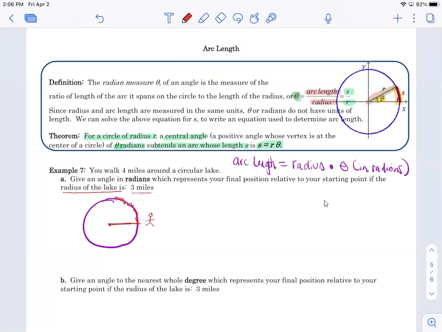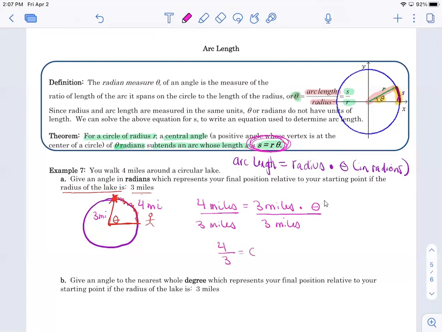So there's my starting point, and I don't know if my drawing will be terribly accurate, but let's just say we stop here. I need to figure out what this theta is. We know the radius of our circle is 3 miles, and we also know we walked for 4 miles. So using this formula, we have arc length, which is 4 miles, equals my radius, which is 3 miles, times theta, which we don't know. To isolate theta, we divide both sides by 3 miles. So we end up getting 4/3 as our theta.